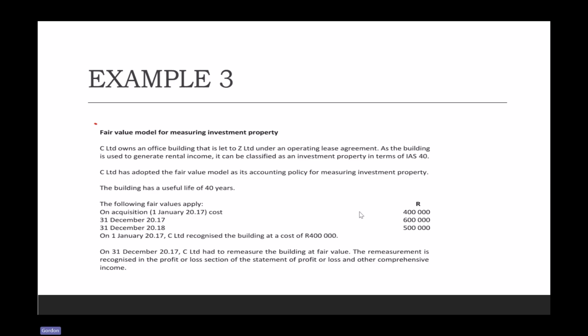On 1 January 2017, C Limited recognized the building at a cost of 400,000. Good. On 31st December 2017, C Limited had to remeasure the building at fair value. So on acquisition date, when C Limited acquired the building, the cost was 400,000. But after a year, on the 31st of December 2017, C Limited remeasured the building at fair value, and the fair value was 600,000. So the building has moved from 400,000 to 600,000 under the fair value model, right? The remeasurement is recognized in the profit or loss section of the statement of profit or loss and other comprehensive income, right?